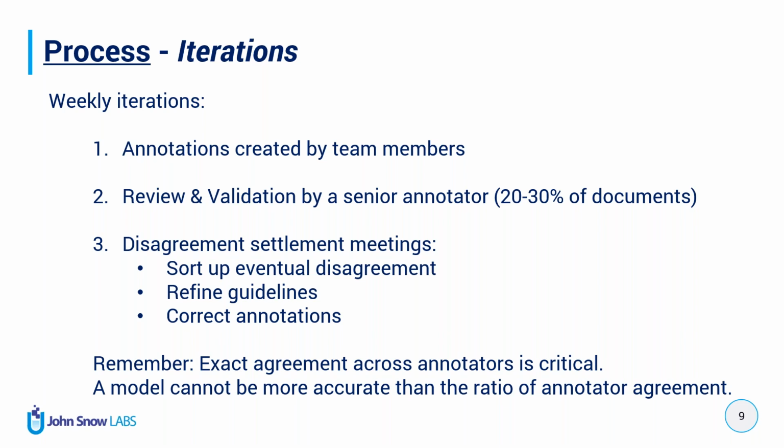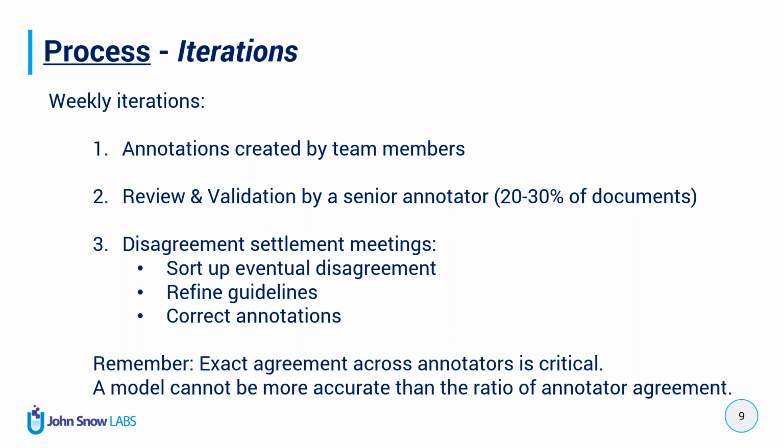Then you have the disagreement settlement meetings where you sort out the disagreements and refine the guidelines, and then maybe go back and correct the annotations which were already defined. Also invite the data scientists who are actually exploiting the annotations to those disagreement meetings so that they give you feedback, because after the first week they should already have a first version of the model, so that they can provide relevant feedback to the annotation team, so that the team can correct the annotations if necessary, or change some of the rules or some of the guidelines.